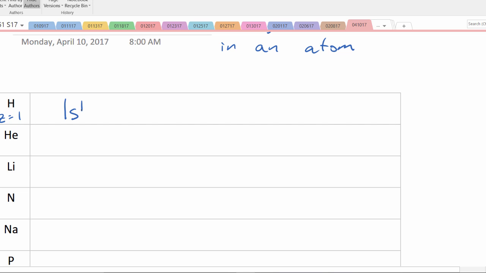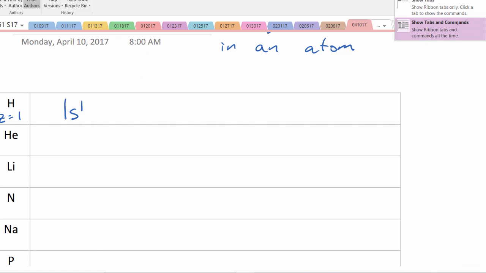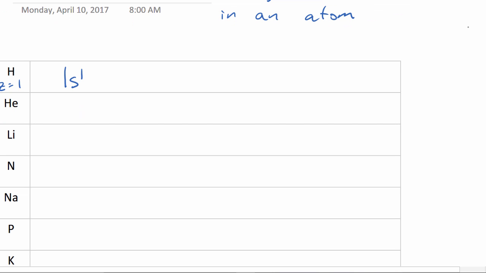1s1. And as far as what these mean, here's what these things mean. 1s1. This first one here represents the value of n, which of course is the energy level. This here represents the energy sublevel, or l. And this number here, this superscript, tells us the number of electrons in the sublevel.